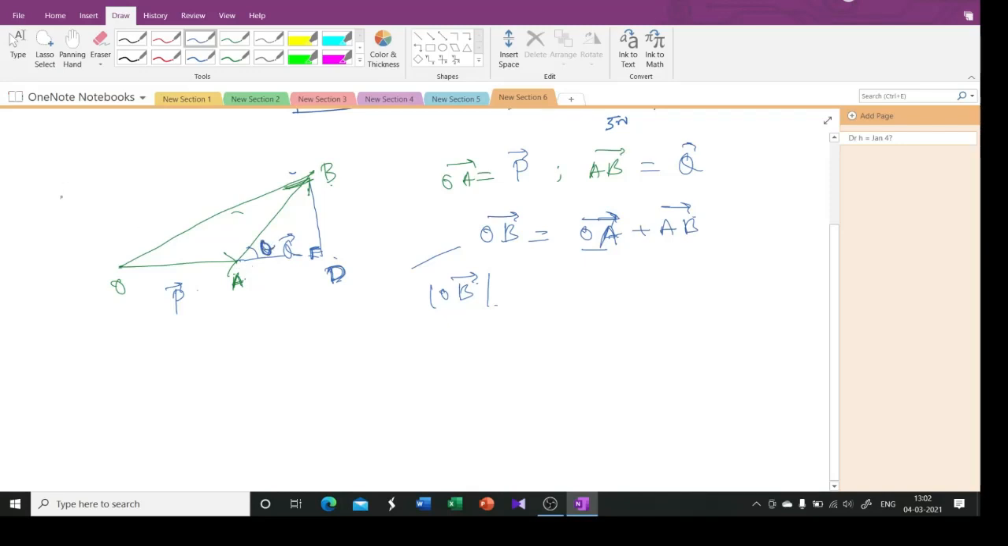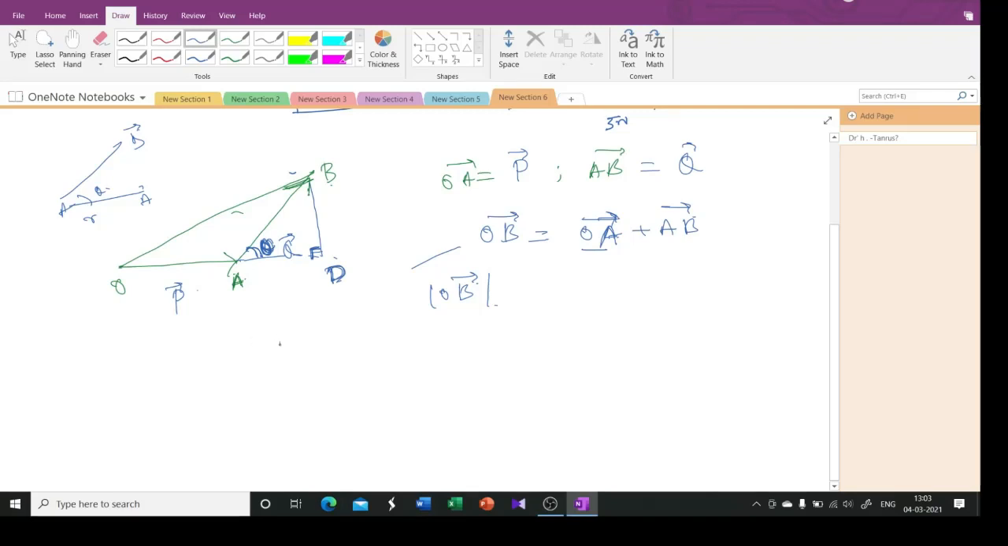Because AB is like this, and OA is like this. So the angle between them, theta, is this one, not this one. You can see why, because this is head to tail, right? This is head to tail. So the angle is this one. Simple enough. So this is theta.